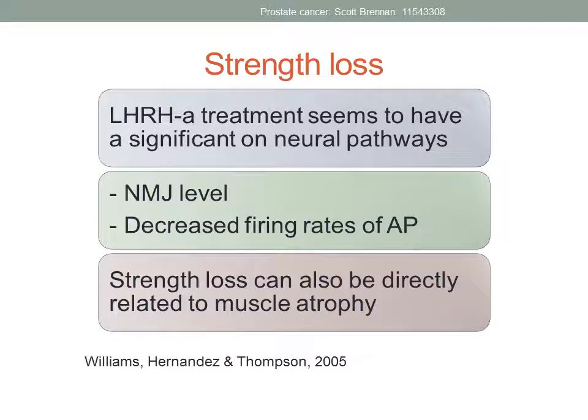decreased polarization across the postsynaptic clefts can be seen. This can potentially lead to decreased firing rates of action potentials, which is essential for the contraction of skeletal muscles, and can ultimately cause muscle weakness. Furthermore, loss of muscle strength can also be directly related to muscle atrophy, as already discussed previously.